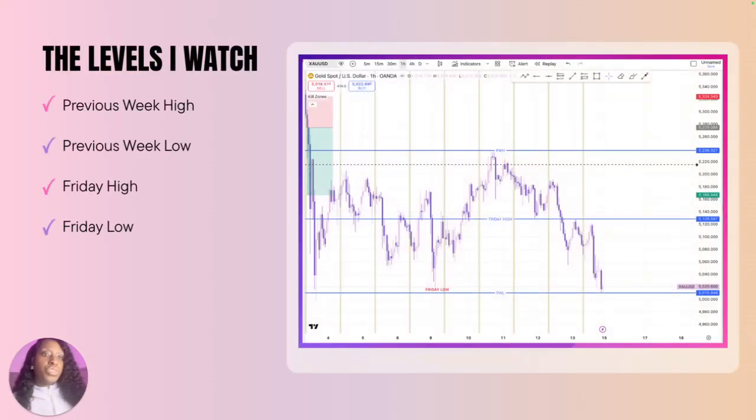So before the trading week begins, the first thing I do is mark my key levels on the chart. I will show you guys how I mark my previous week high, previous week low, Friday high, and Friday low. These levels are important because they tend to hold a lot of liquidity in the market. That means a lot of stop losses and orders are usually sitting around these areas. So when price moves into one of these key levels, we often see the market react, and that reaction is what I'm watching for, right?